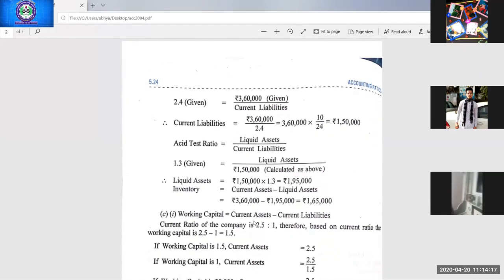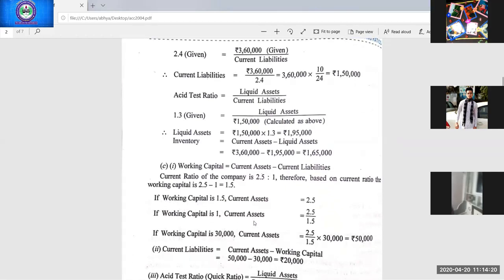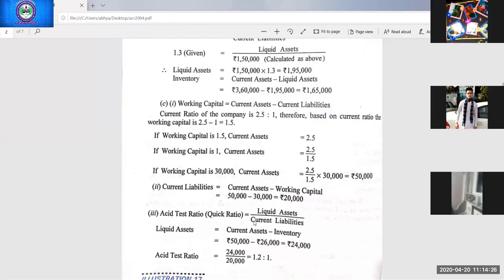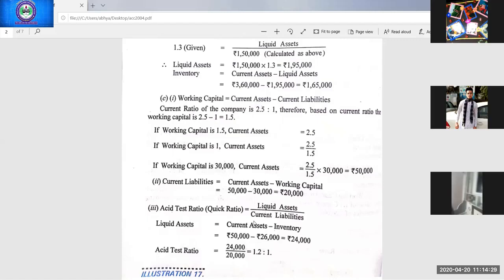Okay. So the third question was again of the similar type, and here is the solution of the third question. You can see the solution. Current ratio of the company which was given in the question is 2.5 and the working capital was also given. So by using the working capital, we can find out the current assets, that is 50,000. Current assets in third part of the question is 50,000.